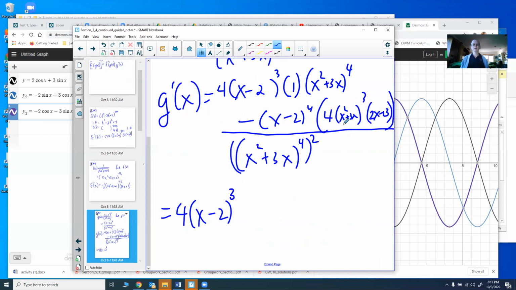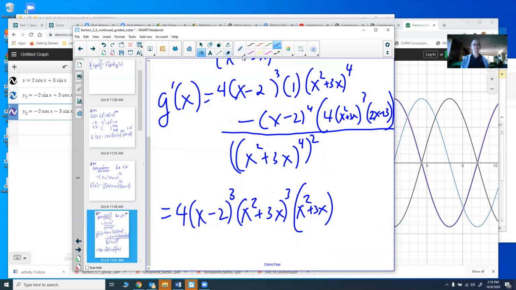And this one's going to have an x squared plus 3x to the 3rd. So again, we always take out the lowest power. So it's going to be to the 3rd. So we took a 4, x minus 2 cubed. Of course, 1 is just times 1, which is just anything. And then I took out 3 of these. Therefore, there's going to be 1 left.